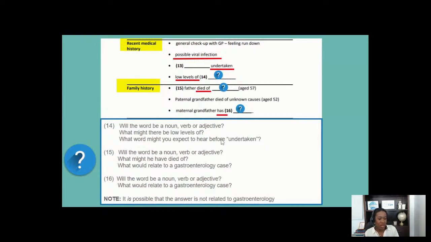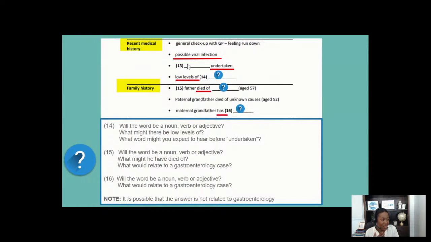And then we can use our knowledge of grammar and how words co-locate to think about words that we know can come before the word undertaken. Okay. Oh, I've just spotted an error. I'm so sorry, causing confusion. This relates to number 13. So yes, sorry for the confusion there. Low levels of something, okay?